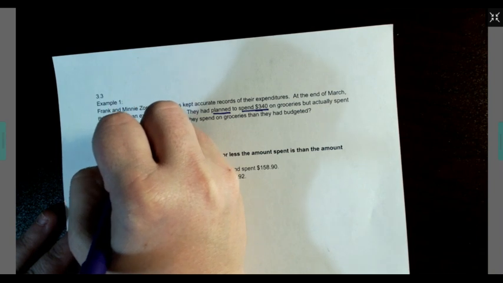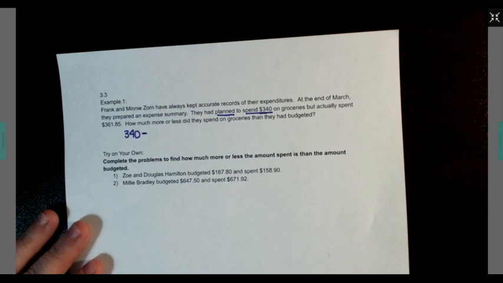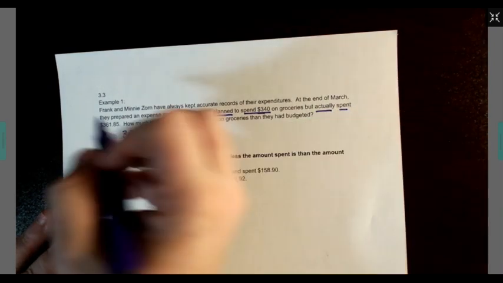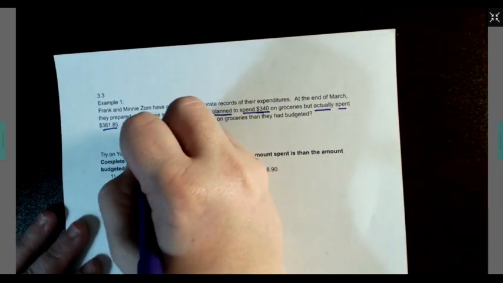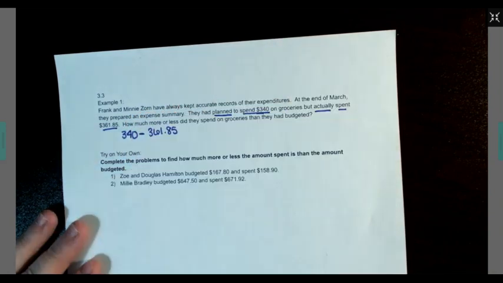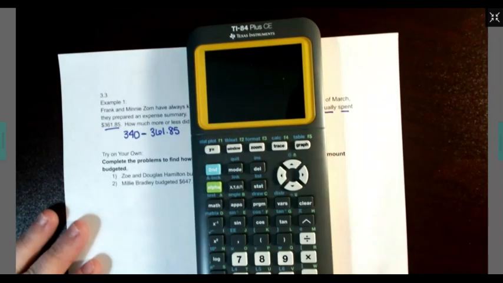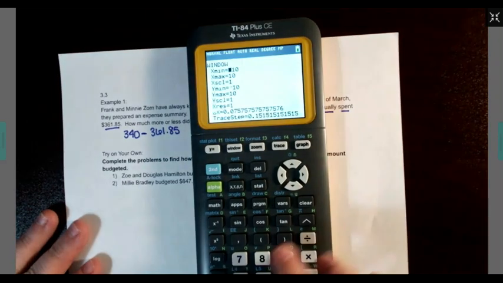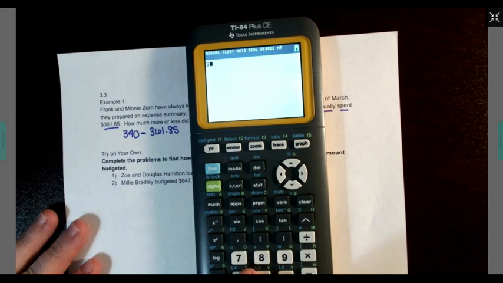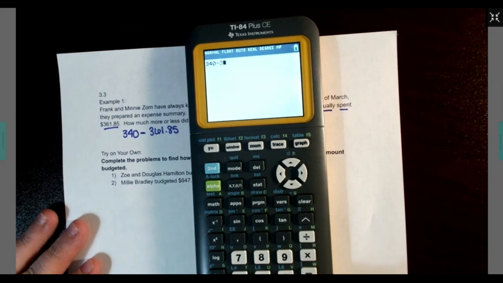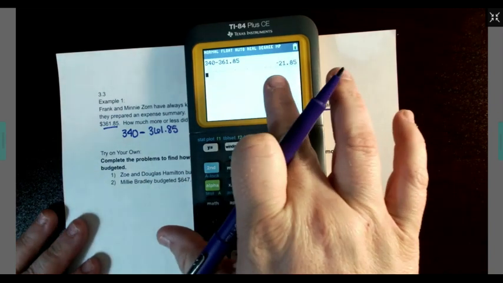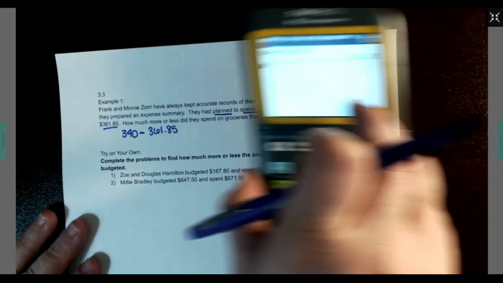So I'm going to take $340 and subtract what we actually spent. We actually spent $361.85. So I'm going to take this to my calculator. Oops, sorry. Clear this out. And I'm going to do 340 minus 361.85. Notice it is negative 21.85.